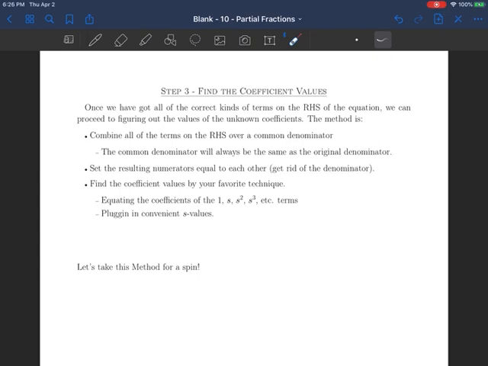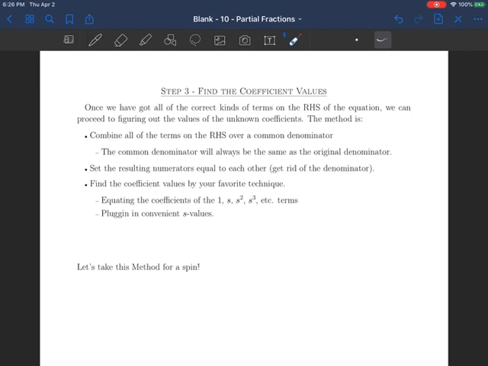Well, the first step is going to be to get all of the terms on the right-hand side, all of the things that we put over there and separated. We're going to pull them back together on top of a common denominator. The common denominator will always be the same as the original denominator. Right? So then, once the denominators are the same, since the functions have to be equal on the left and right-hand side of this equation, the numerators have to be equal. So we can just get rid of the denominator at that point. And then we need to figure out the coefficients to make the 2 sides equal.